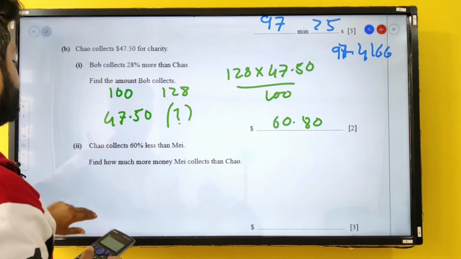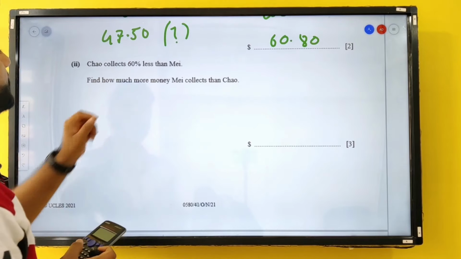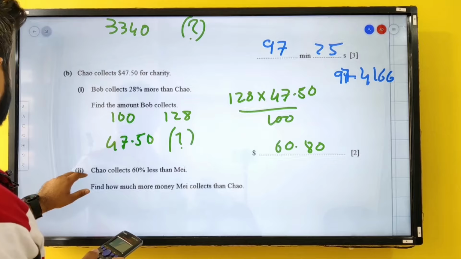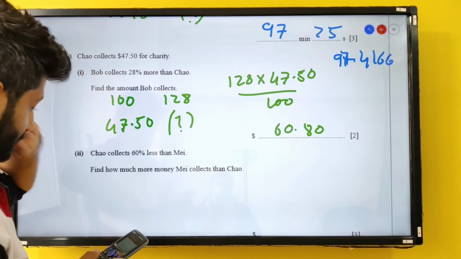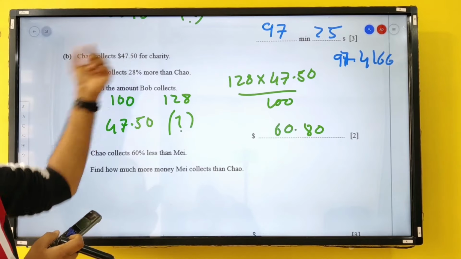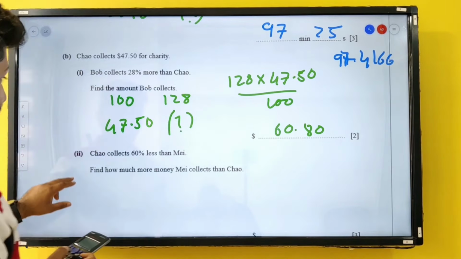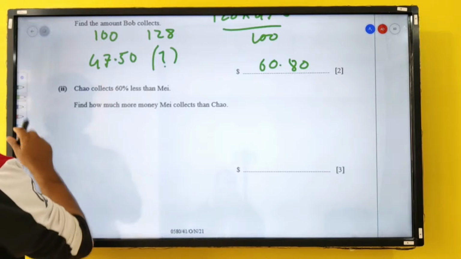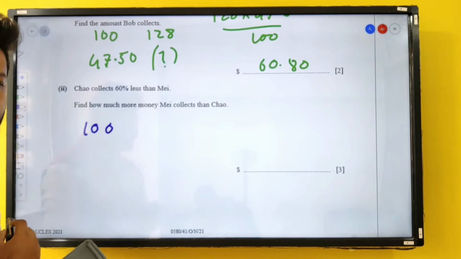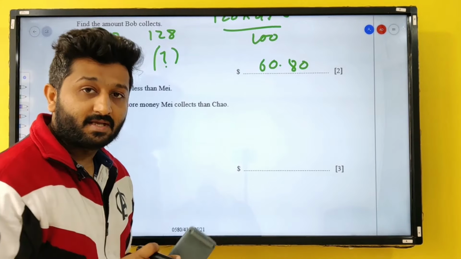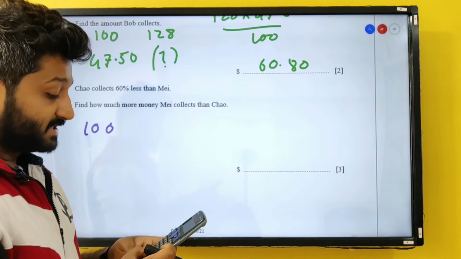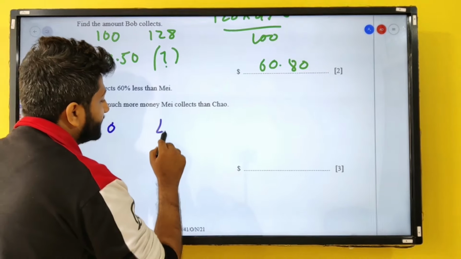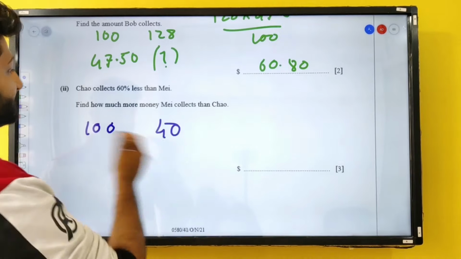Chow collects 60% less than Mai. Find how much more money Mai collects than Chow. We know Chow collects 47.50 for charity. Let's say Mai is collecting $100. Then Chow collects 60% less than Mai. What is 60% of 100? It is $60, but she is not collecting $60. She is collecting $40. 60% less is 40.